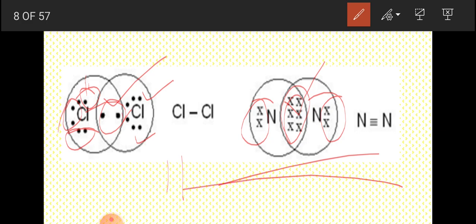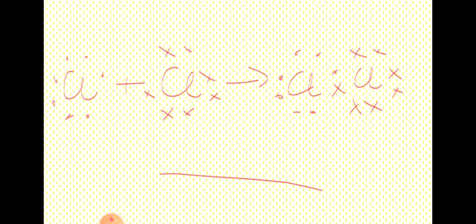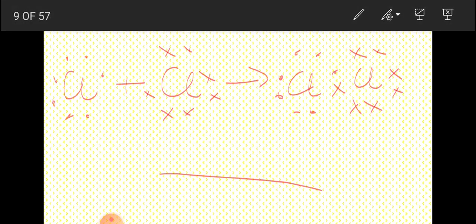Now try to understand variable covalency. Covalency of an atom is equal to the number of covalent bonds which an atom forms with other atom or atoms. The number of covalent bonds formed by an atom is equal to the number of half-filled orbitals present in it. You have to remember this.